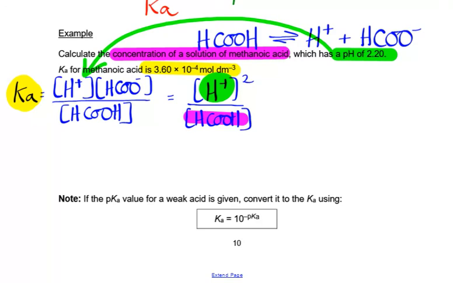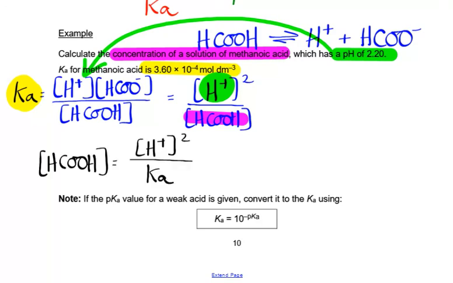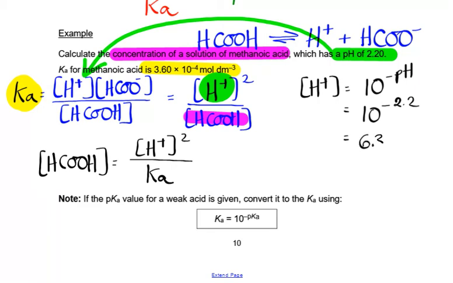So we'll be simplifying it to that. We just now need to get the hydrogen ion concentration from the pH. Remember, hydrogen ion concentration is 10 to the minus pH, which is going to be 10 to the minus 2.2. Do that on your calculator. And I got 6.31 times 10 to the minus 3.